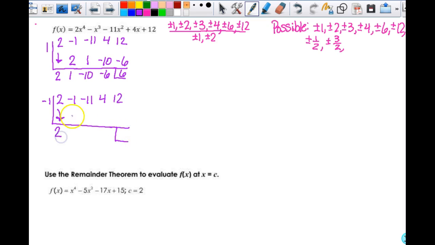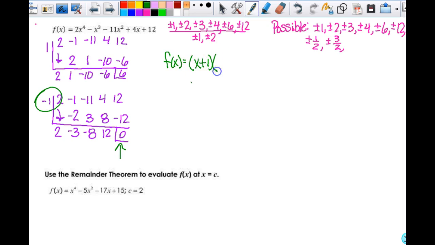Bring down my 2, so this is going to give me negative 2, negative 3, 12, negative 12, and 0. Okay, so I get a 0 here. This 0 right here tells me that this does work, so it is one of my factors. That means I have f of x is equal to x plus 1 times what I have left here.